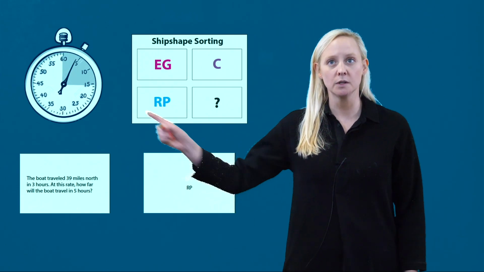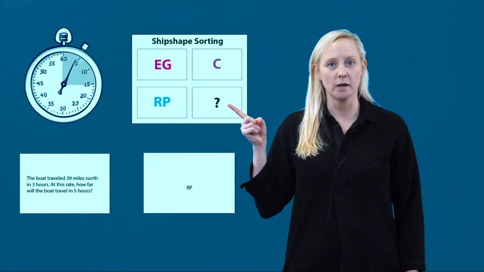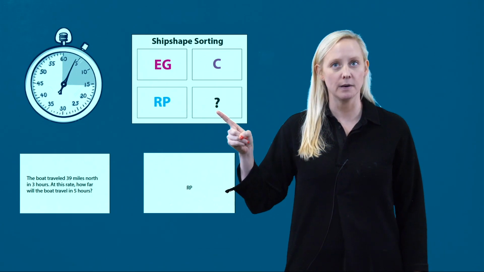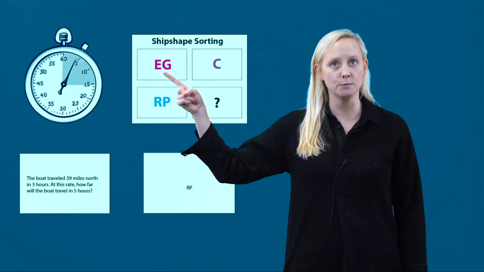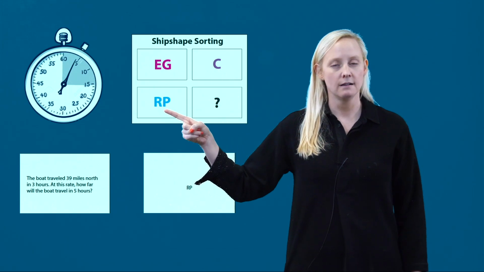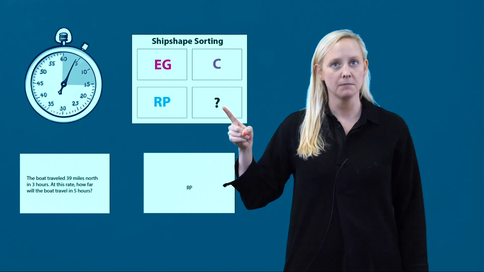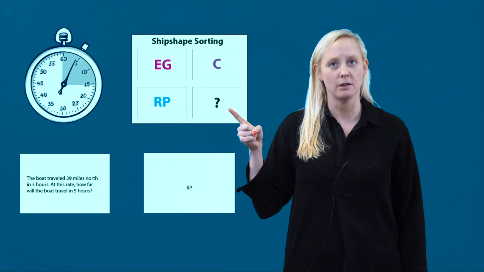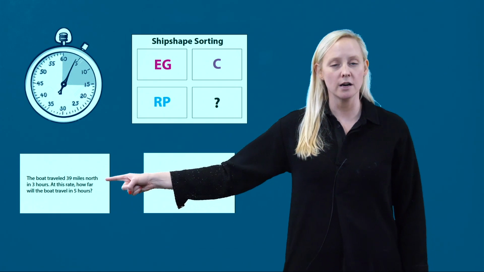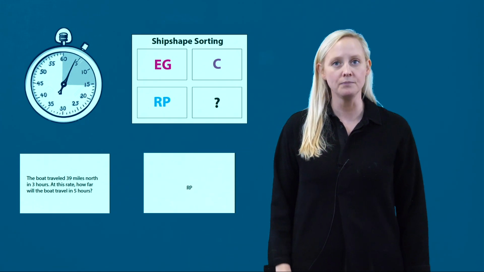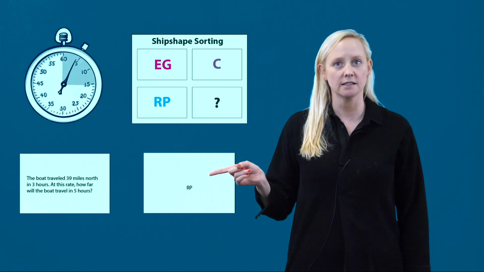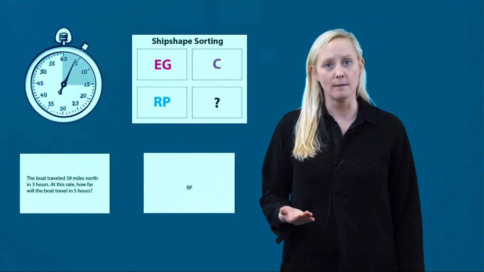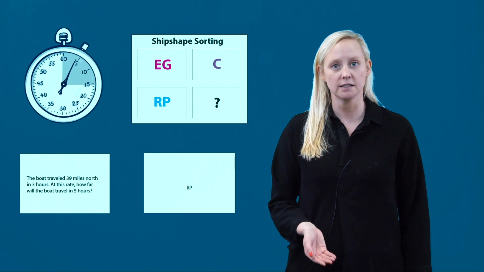For ship-shape sorting, you will need a timer and your ship-shape sorting mat, which you see has EG, C, RP, and the question mark. So EG stands for equal groups, C for comparison, RP for ratios and proportions, and the question mark is if students do not know with which the multiplicative word problem belongs. We also see our ship-shape sorting card that has the word problem, and on the back of the card we see the answer. So we see the letters RP here. That's going to let us know that this word problem belongs to the ratios and proportions schema.